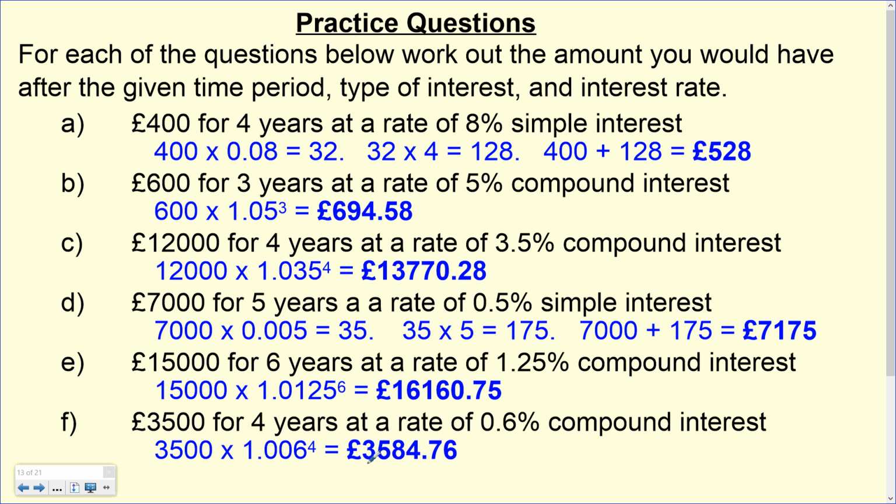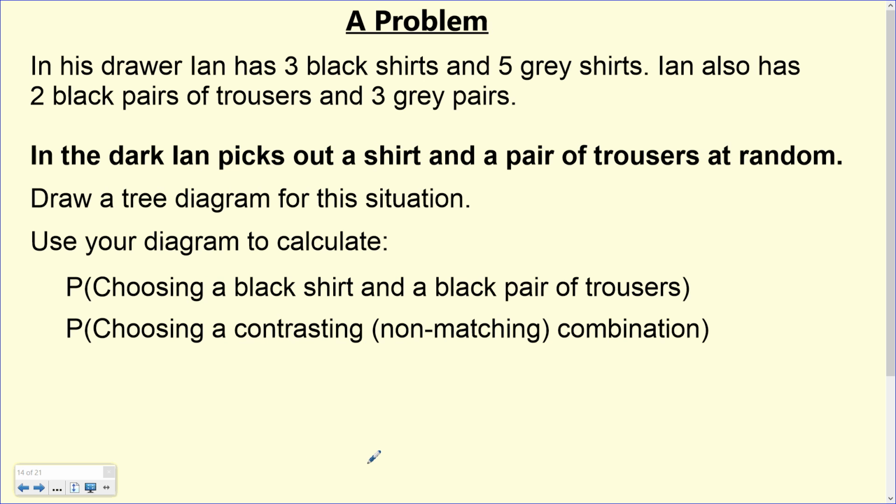Okay. So that was the work on compound interest. The second bit that we're going to look at now is working with probability and using tree diagrams. Now this here is a typical sort of question that might involve using a tree diagram. You're told some information about the shirts and trousers that Ian has in his drawers, and it tells you that in the dark he picks out a shirt and a pair of trousers completely at random, and you're asked to draw a tree diagram for this situation.